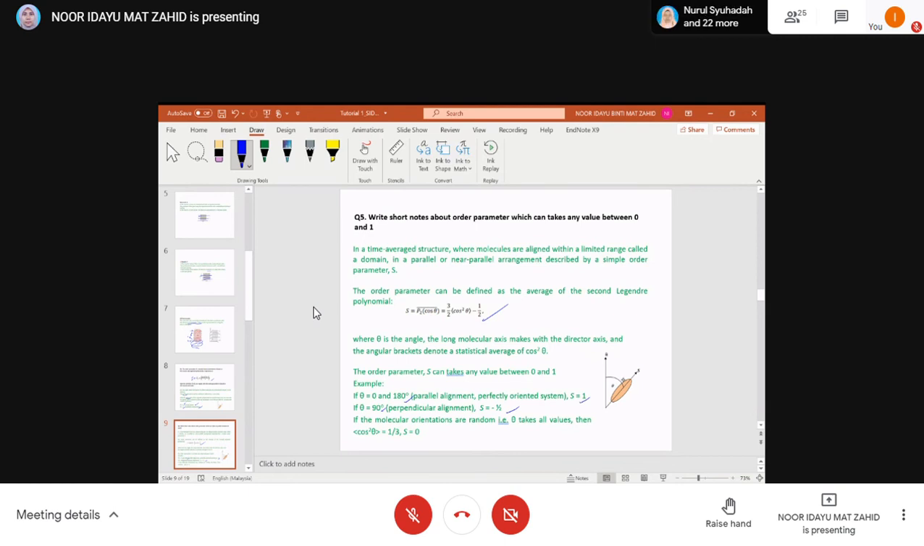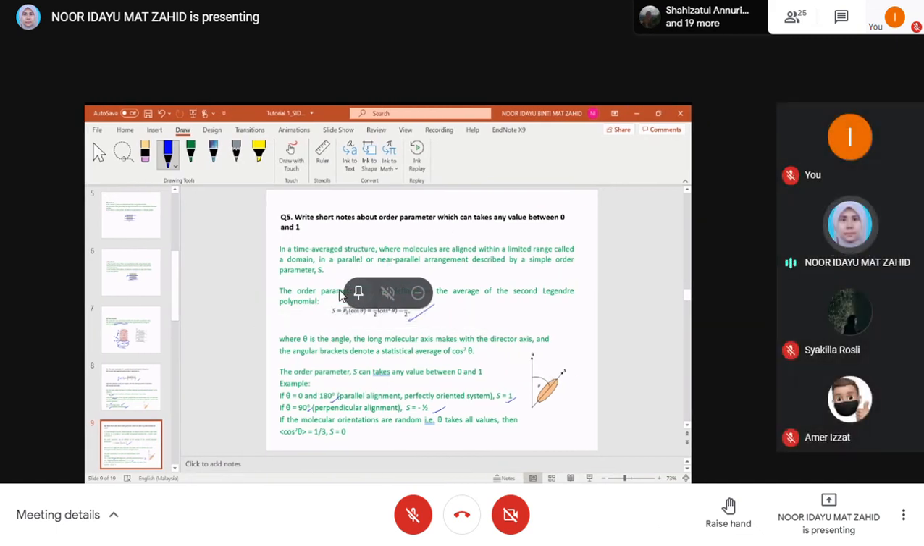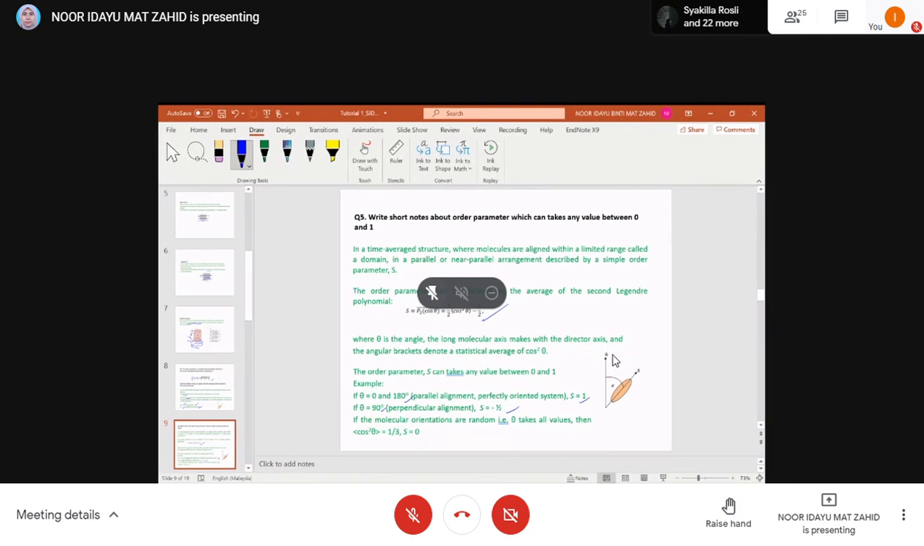If the molecular orientations are random, like in the isotropic phase, θ will take all values. Then if you put in the average of cos² θ equal to 1/3, due to the random angle, it will give you an order parameter equal to 0.